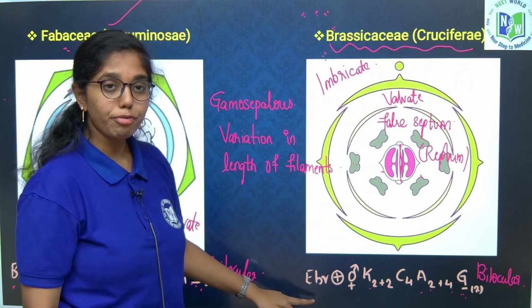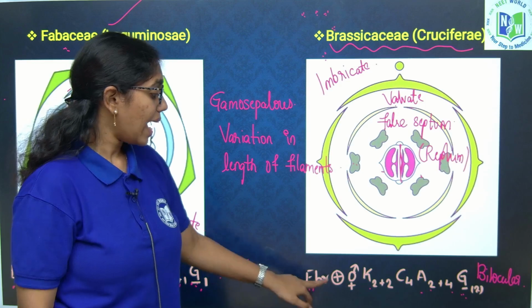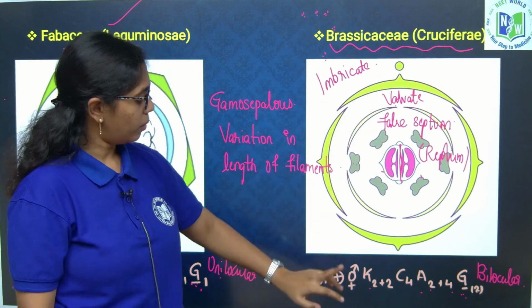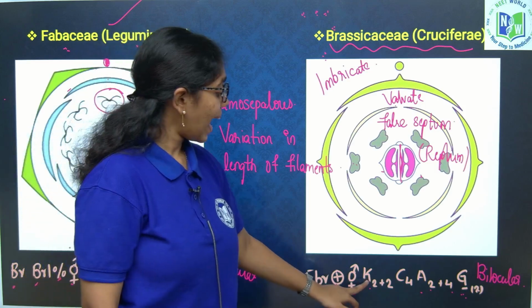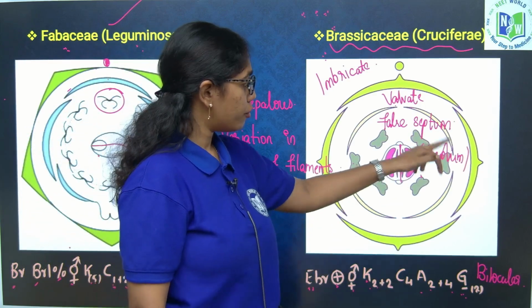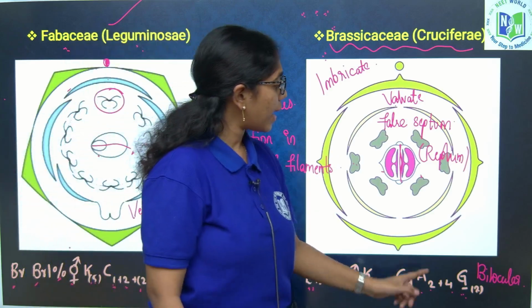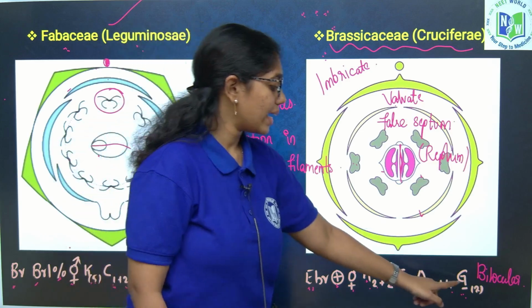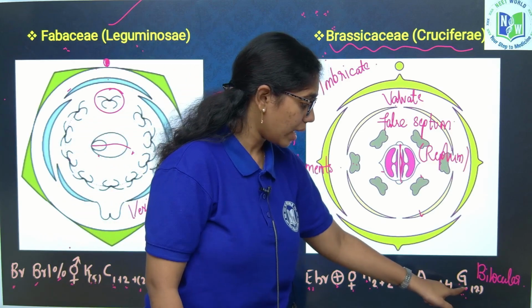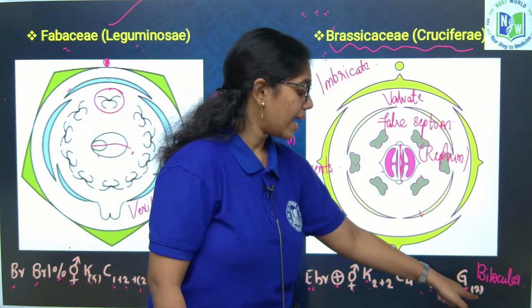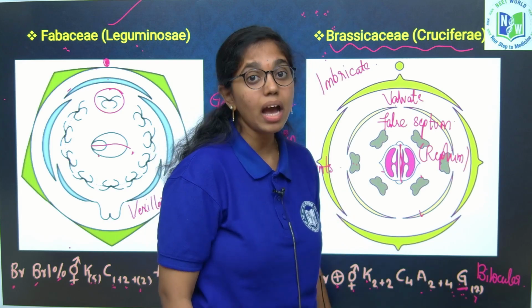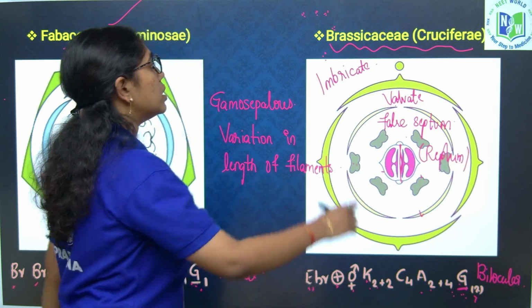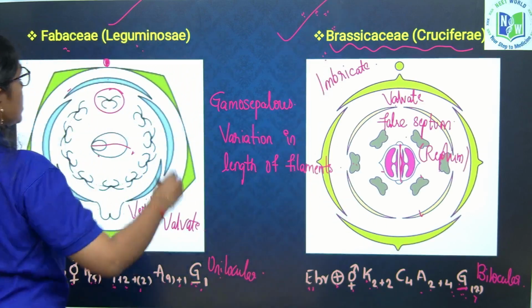If you look into the floral formula, it is ebracteate, actinomorphic, which means you can divide this into equal halves by any radial plane, and it is bisexual. Calyx is 2 plus 2, corolla 4 with valvate aestivation, androecium 2 plus 4 which indicates variation in the length of filaments, and gynoecium is superior as the hyphen is below G, and it is bilocular with false septum, which is also called replum. This is about the family Brassicaceae.